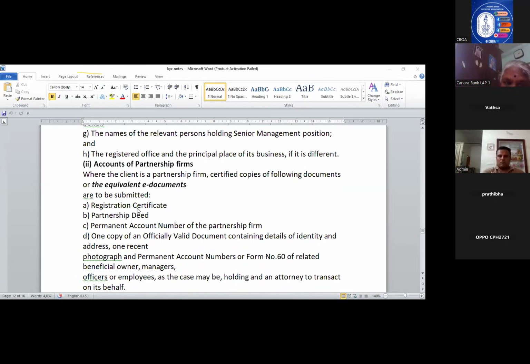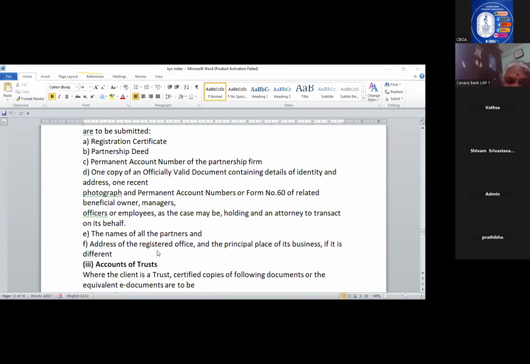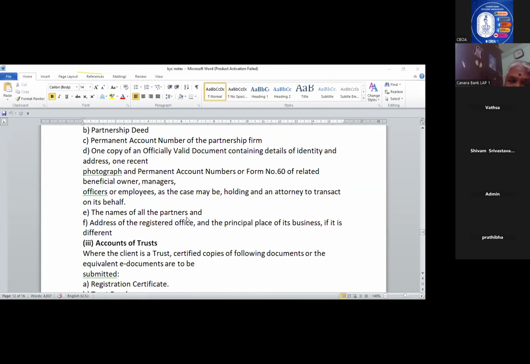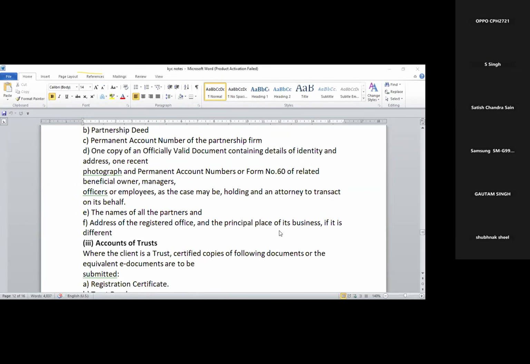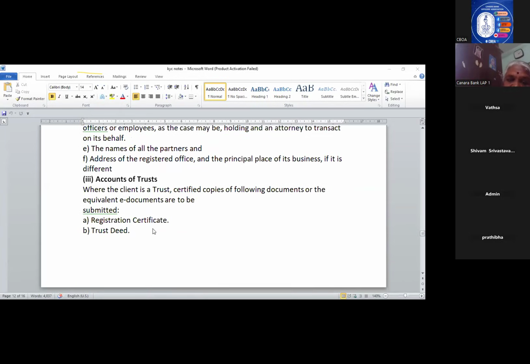When it comes to partnership firms, they have to definitely submit the registration certificate of their partnership and the partnership deed. These two are very, very important. Then the permanent account number, the photograph and the PAN of the persons who are going to sign the account for doing the transactions. Names of all the partners, address of the registered office and the principal place of business have to be given.